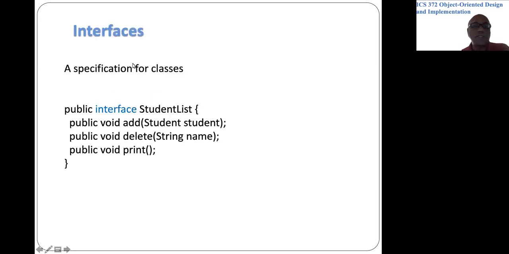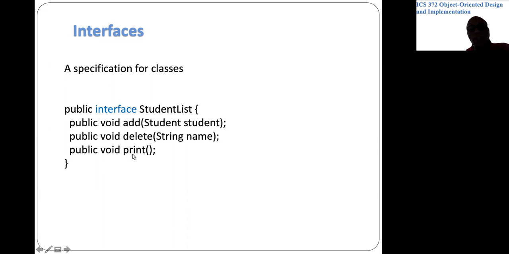An interface is like a class, but it is just a specification for it. I mean, it is coded like a class in the sense you write public, but instead of class, you write interface and then give a name, and then you write methods, but you just put semicolons after the method signature. There is no body.